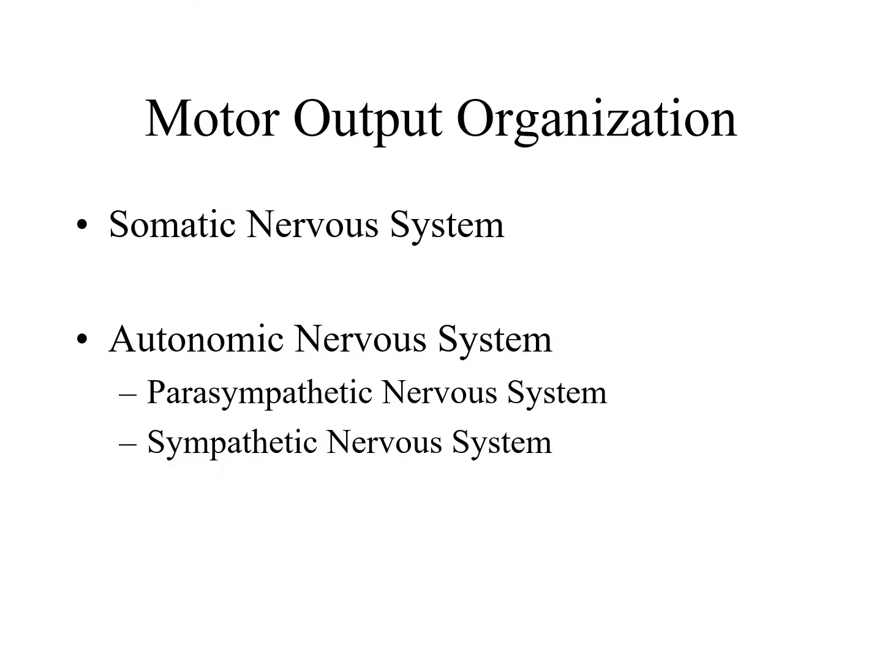So motor output is organized in two ways. If it's voluntarily controlled movement of skeletal muscle, we say it's under the operation of the somatic nervous system. However, if we're talking about the autonomic nervous system, we're talking about an involuntarily controlled or automatic system. The parasympathetic and sympathetic nervous system branches come off of that autonomic nervous system.